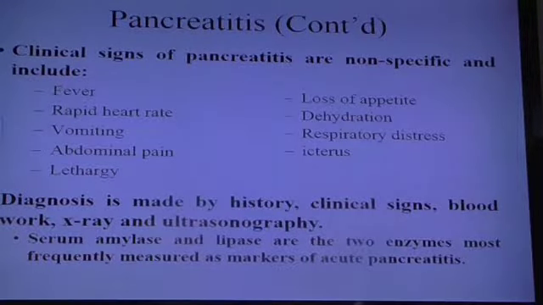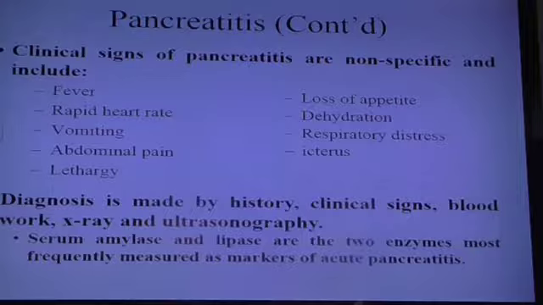Now, clinical signs, really specific. Fever, rapid heart rate, vomiting, abdominal pain, lethargy, loss of appetite, dehydration, respiratory distress, icterus. Oh yeah, I know I've got a pancreatic problem, right? So, they're very non-specific because they can affect so many different systems. So you make the diagnosis basically on history, clinical signs, blood work, x-ray, and ultrasonography.